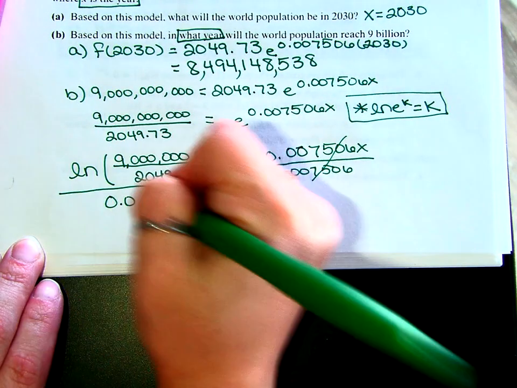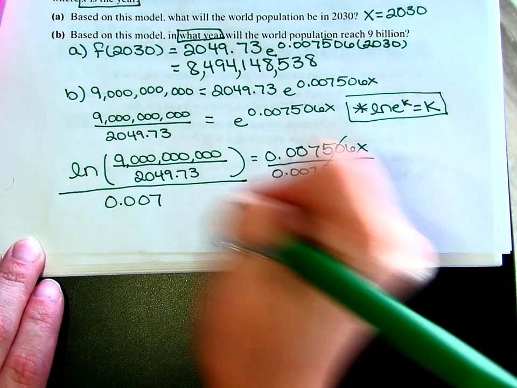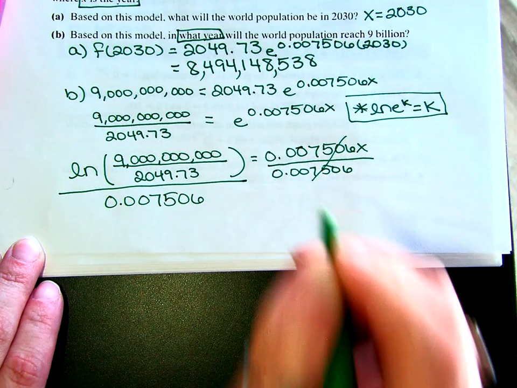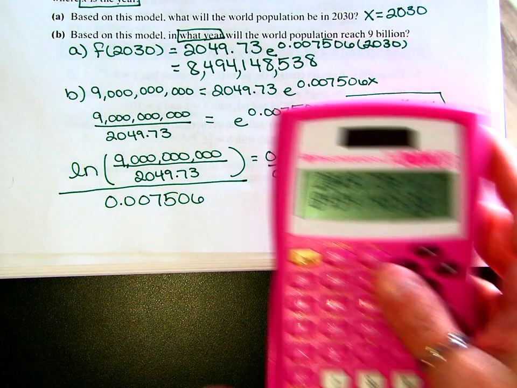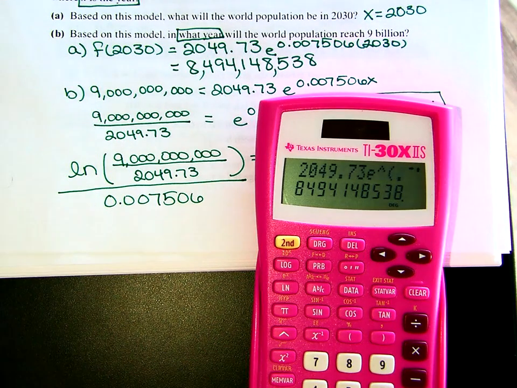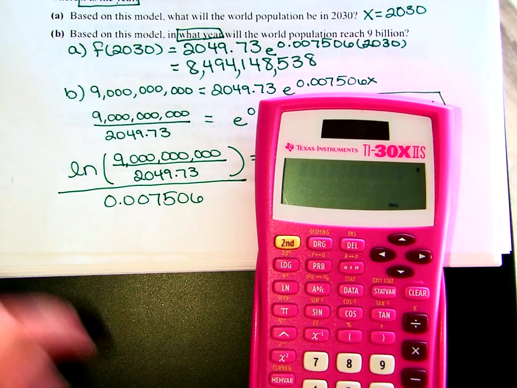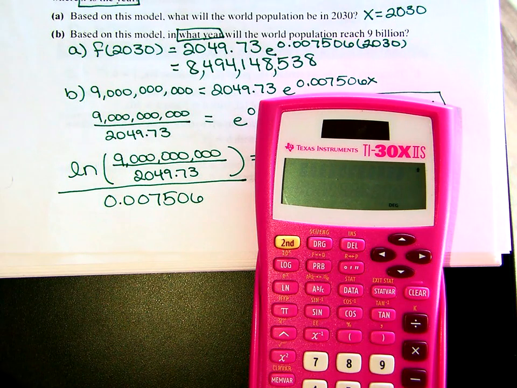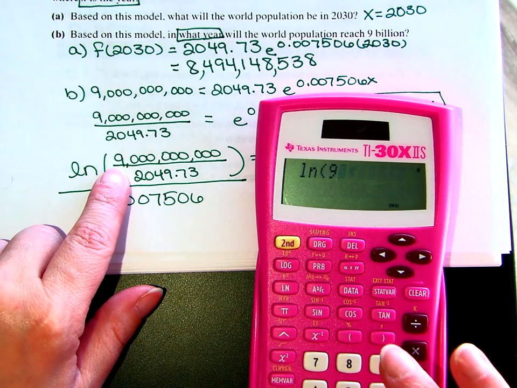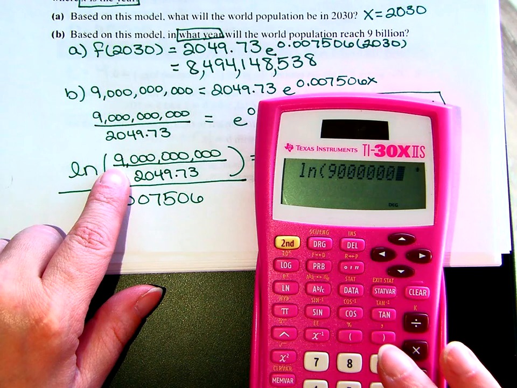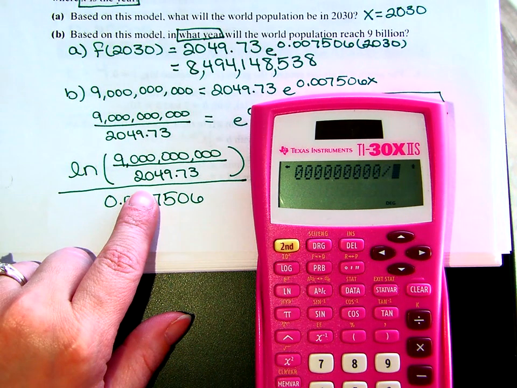And I will use the pink calculator to show you how we type that bad boy in. So I have a big old honking thing on top. So ln 9, 1, 2, 3, 1, 2, 3, 1, 2, 3. Divide that by 2049.73. Close my parenthesis, and that closes my ln, which is my top.